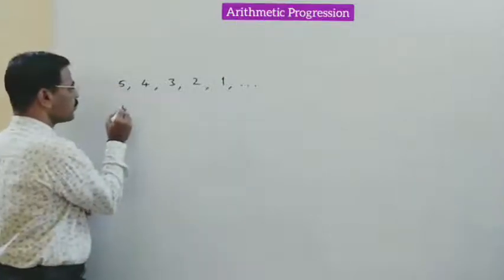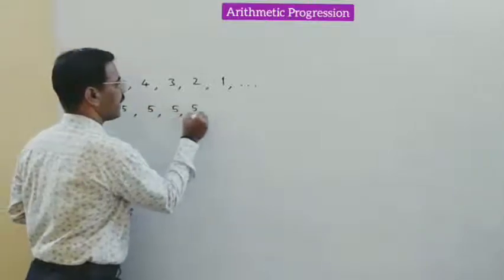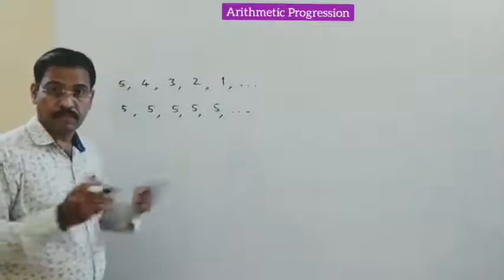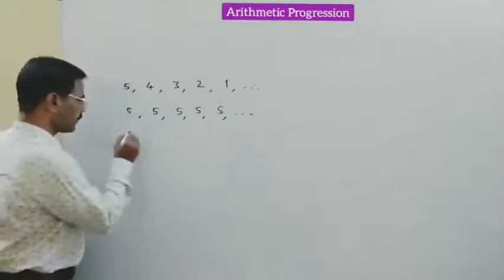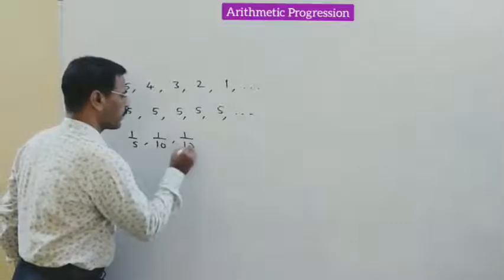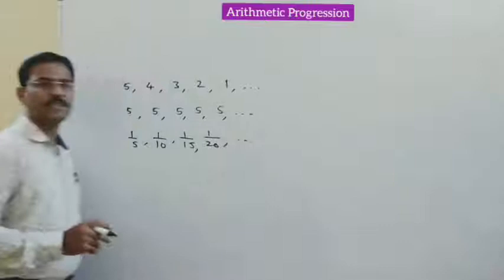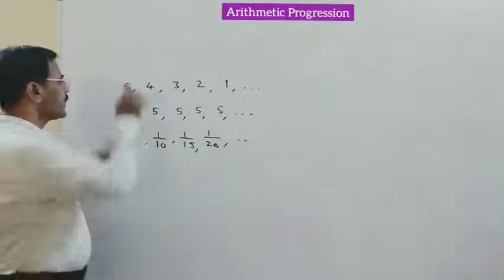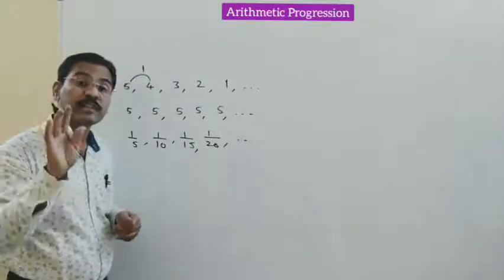Afterwards, here it is now 5. We'll take one more 5. 5, 5, 5. Just look here. Is there any relation? Just try to observe here. See here. 1 upon 5, 1 upon 10, 1 upon 15, 1 upon 20, like this. Just try to observe here. Look here. The difference is 1 here. But actually the difference is not 1.